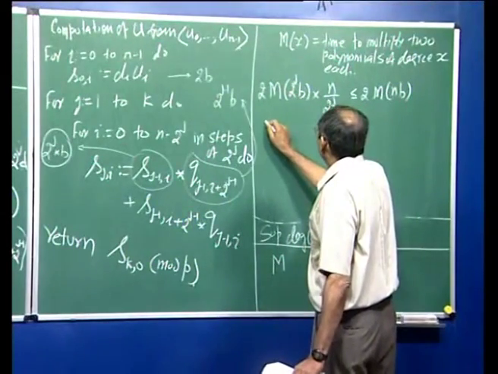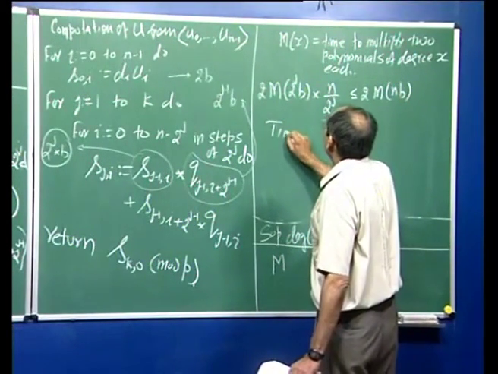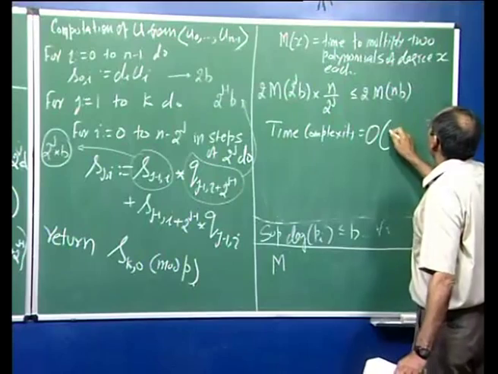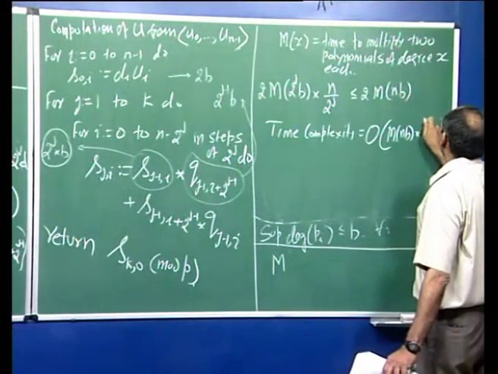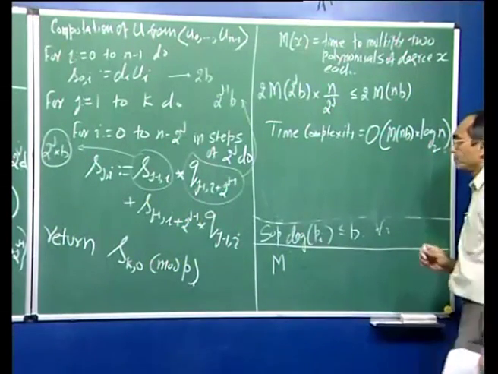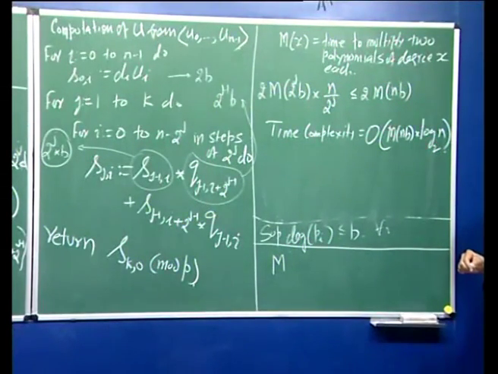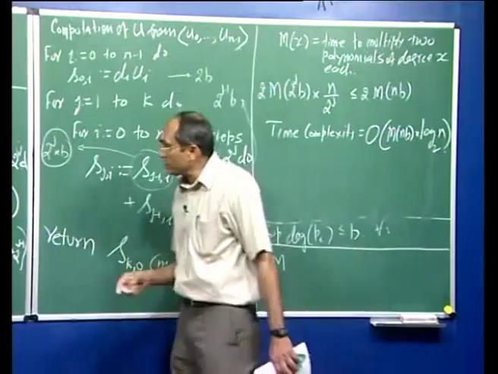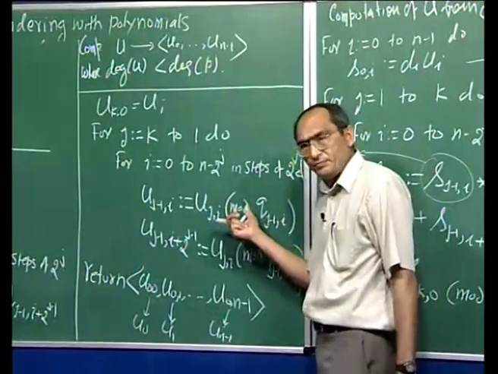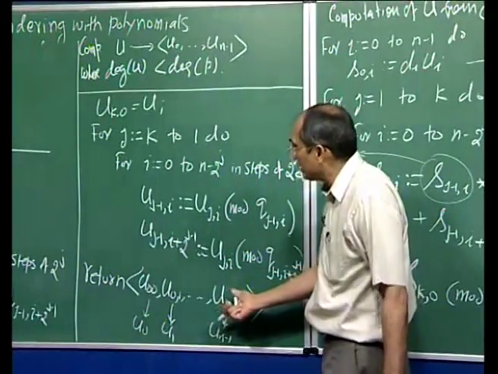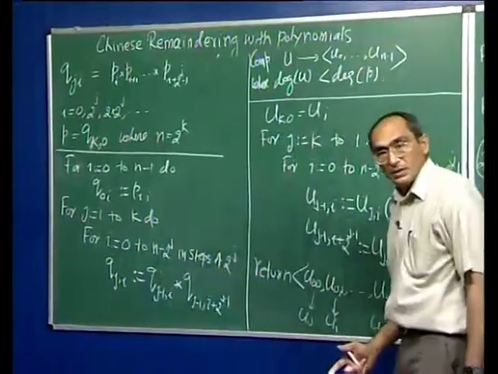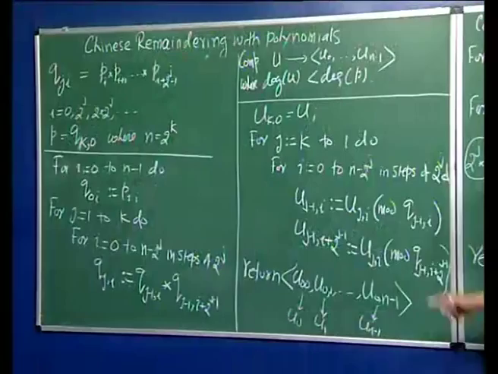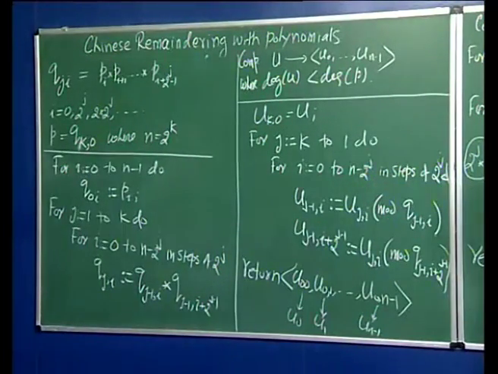So, the total cost, the time complexity, is order m n b into log n. This is what it takes to compute, assuming of course that the d_i's are given to us a priori. And it is very easy to verify that the complexity of this algorithm as well as the complexity of this algorithm is also exactly the same, order m n b log n. All of them cost us the same amount.